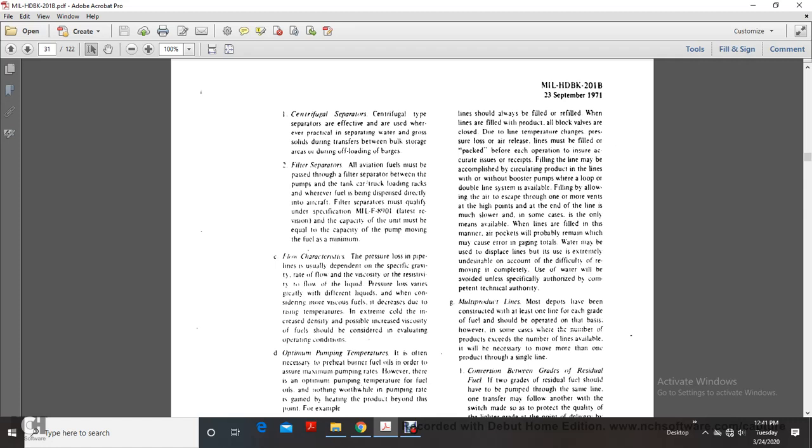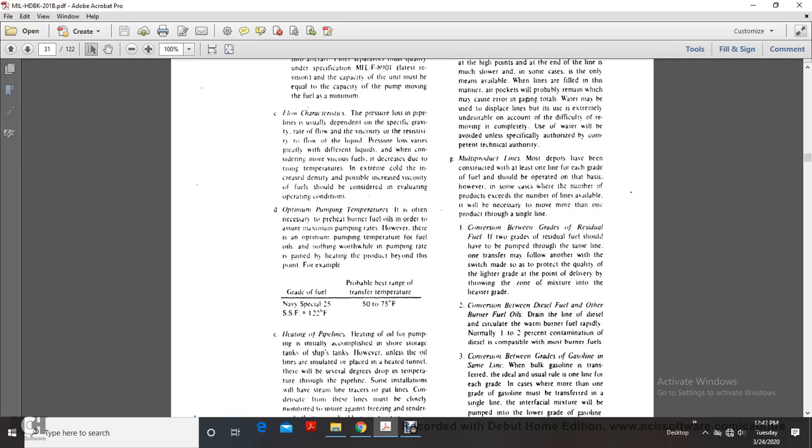The filling allows the air to escape with one or more vents at the high points at the end of the line, much slower in some cases, only with the means available. When lines are filled with air, all pockets are probable to remain, and it may cause error in the gauging totals. Water may be used to displace lines, but is extremely undesirable on account of the difficulties removing it completely. Using water will be avoided unless specifically authorized by the current technical authority.